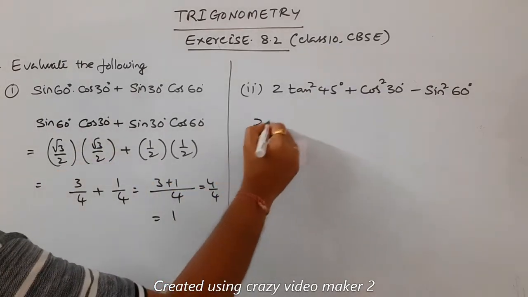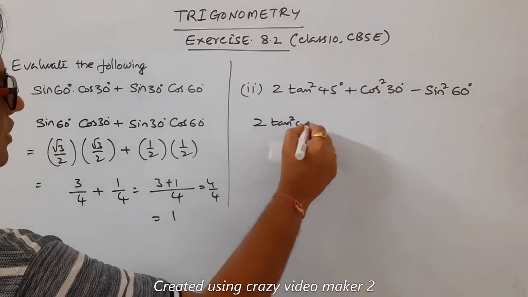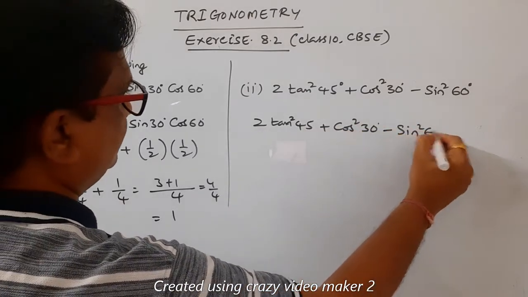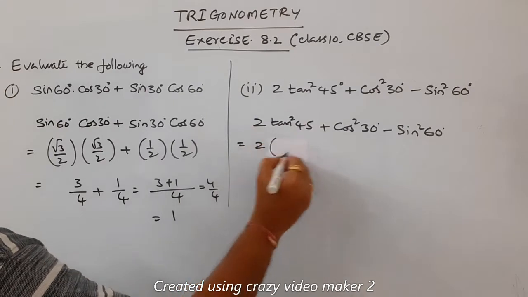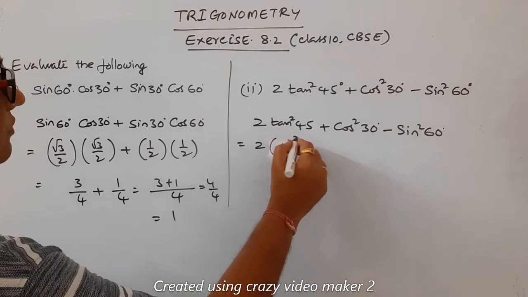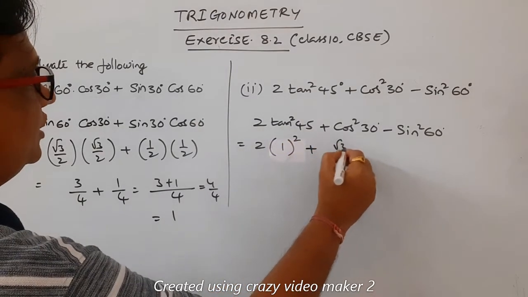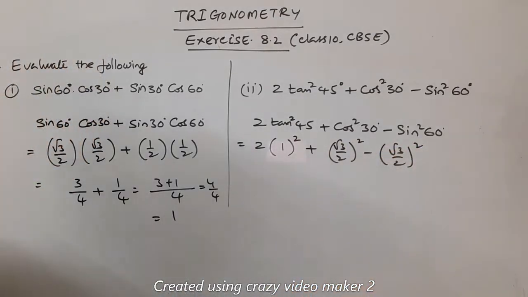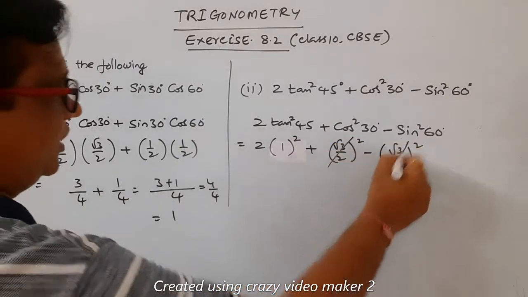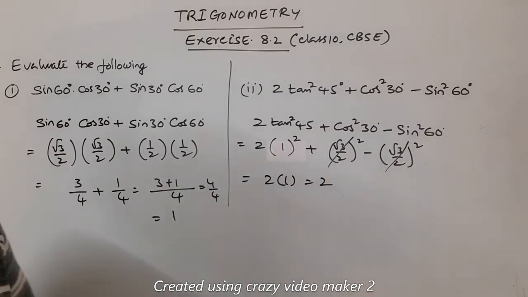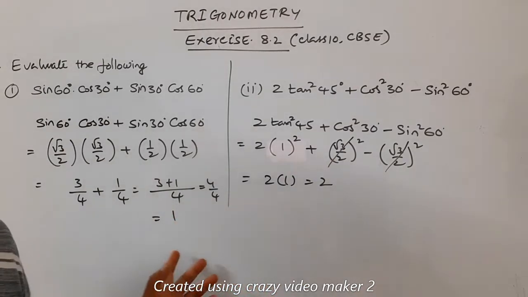Same here also. 2 tan square 45 plus cos square 30 minus sin square 60. Tan 45 means 1, so tan square 45 is 1 square. Here root 3 by 2 whole square minus root 3 by 2 whole square, cos 30 and sin 60, these two are the same, so you can cancel. So 2 into 1, that is 2. Follow the table; according to the table, you can substitute the values.